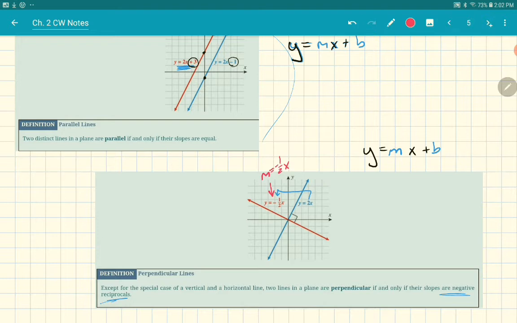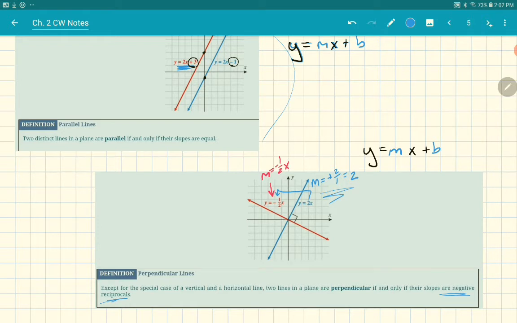Then to find the slope of the blue line, I would flip it and negate it. So the opposite means instead of a minus, it's a plus. And the reciprocal means instead of 1/2, it's 2/1, which equals +2. So I would write a new line with that slope of 2.